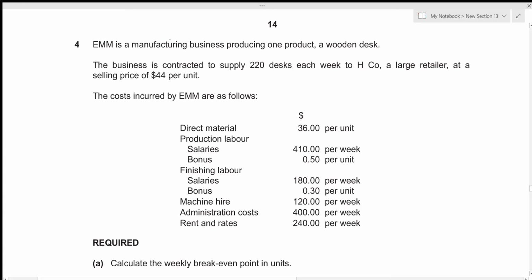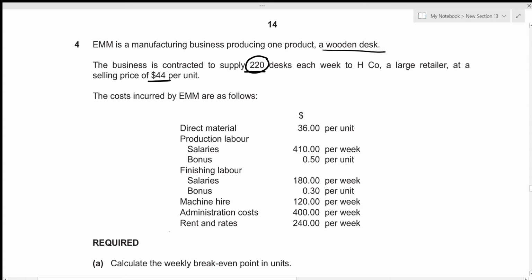EMM is a manufacturing business producing one product, a wooden desk. The business is contracted to supply 220 desks each week, so this is the weekly number of products, to HCO, a large retailer, at a selling price of 44 per unit. Then the costs incurred by EMM are as follows. We are given the direct material, production labor, finishing labor, machine hire rate, administration costs, and rent and rates.